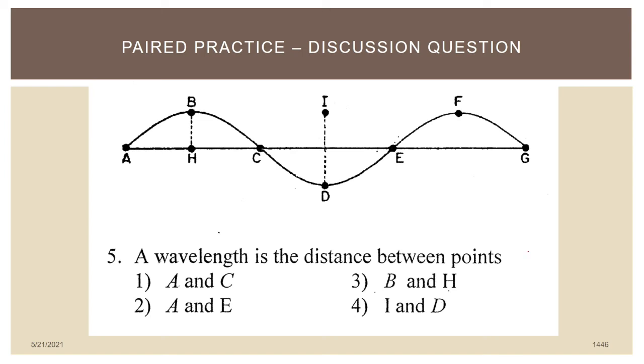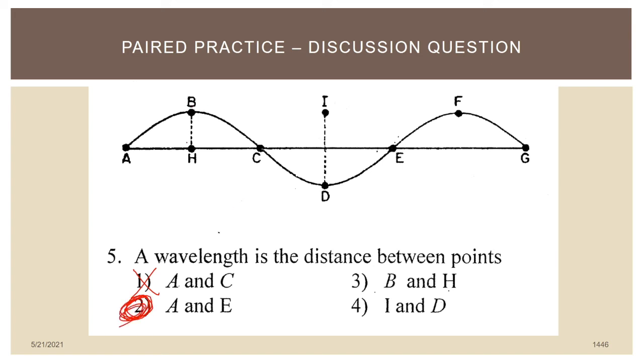Okay, so a wavelength includes one full cycle. It is the length of one full cycle. So it is one full peak and one full trough. A to C only includes one full peak. That is wrong. Choice 2 says A to E, which does include one full peak and one full trough. So that is the answer.